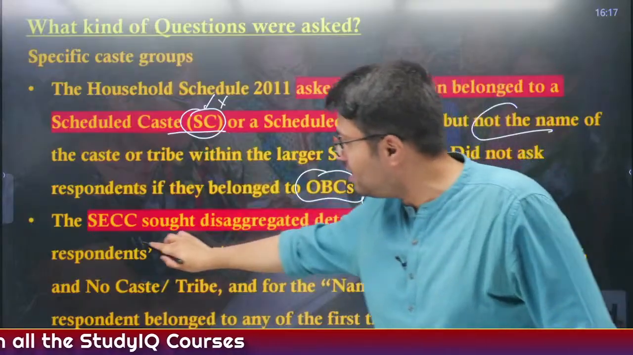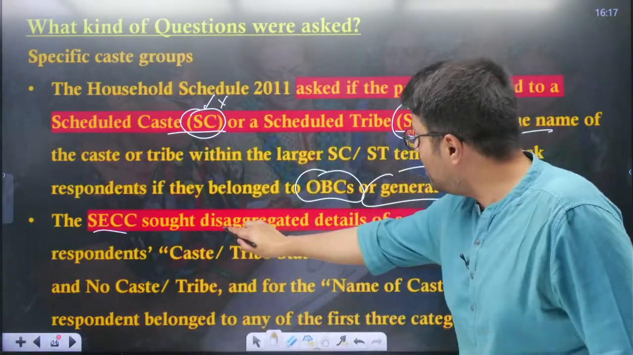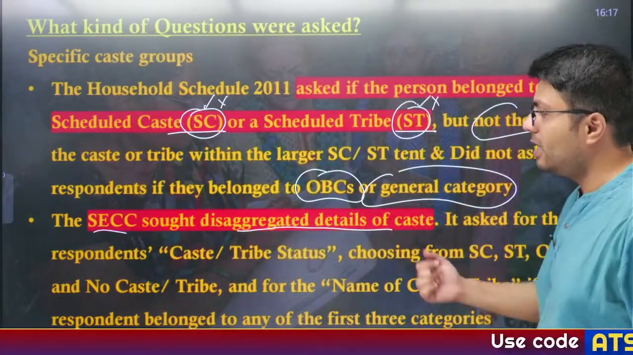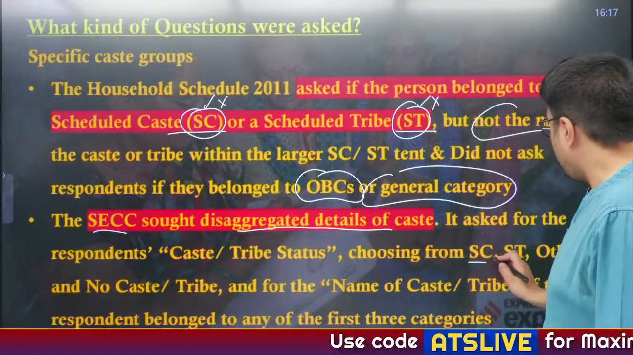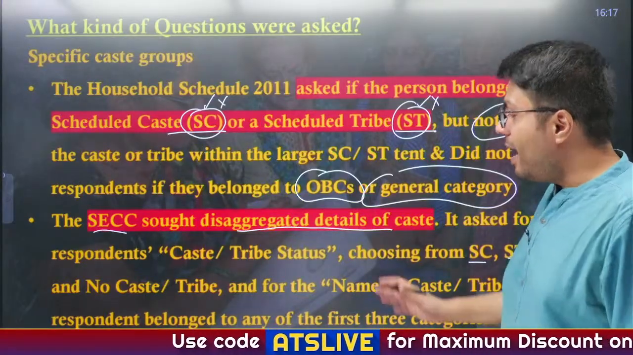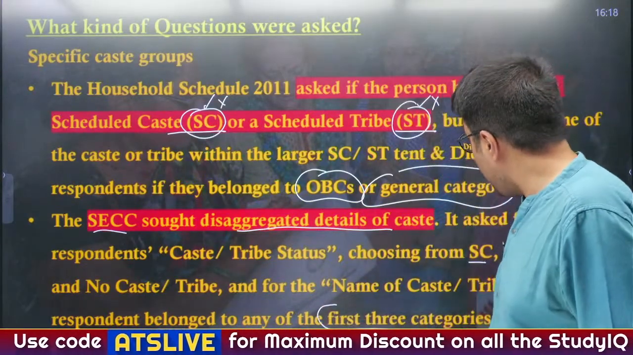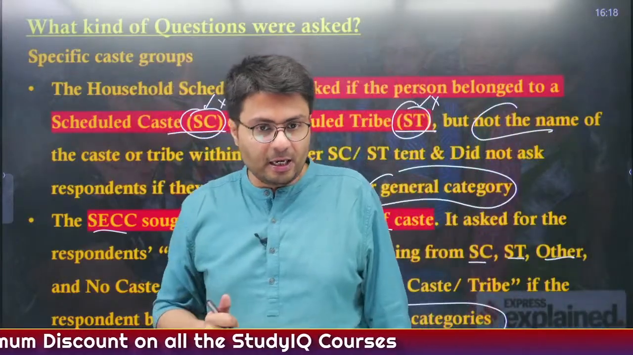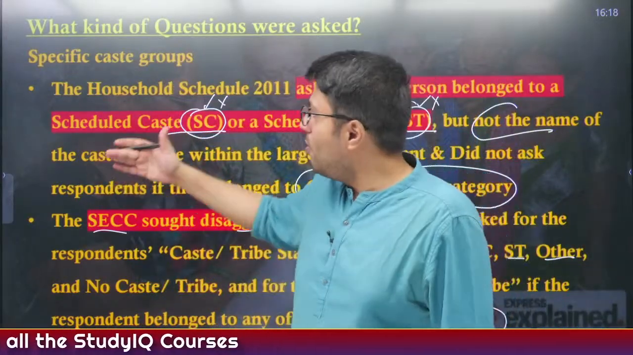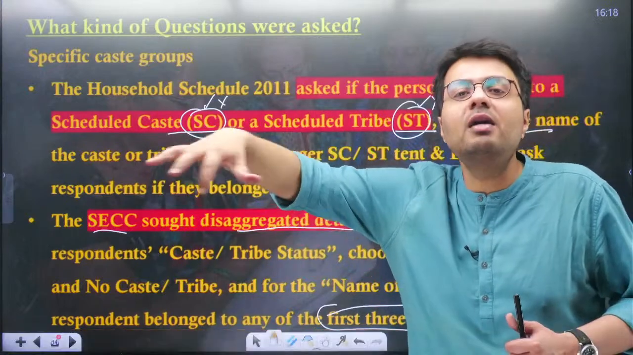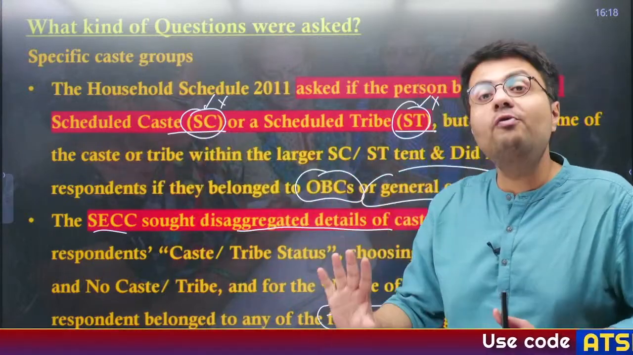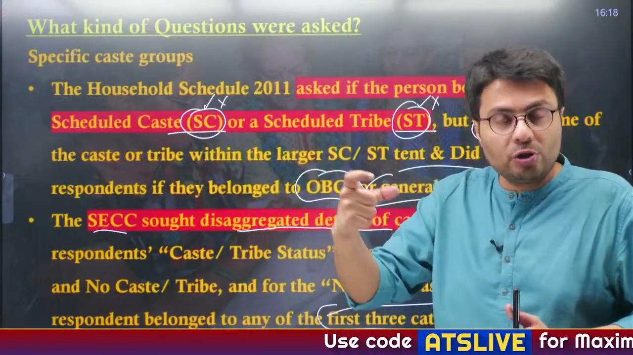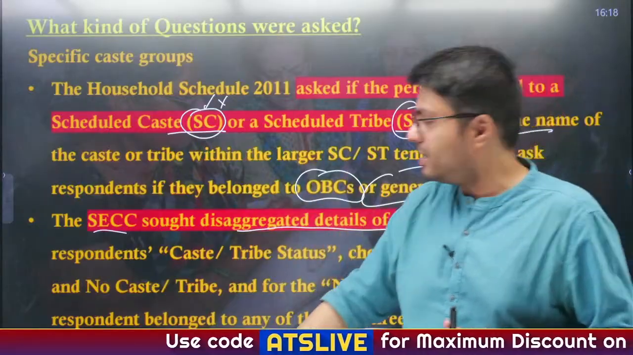But when the SECC person came, he sought disaggregated detail about your caste. He asked you whether you belong to SC, ST or other caste, and he also sought out the name of your caste, right? Which is quite different from the census related data. Understand? So this is how the census was a very cursory view of things. SECC was more detailed when it came to your social related data or your economic related data.